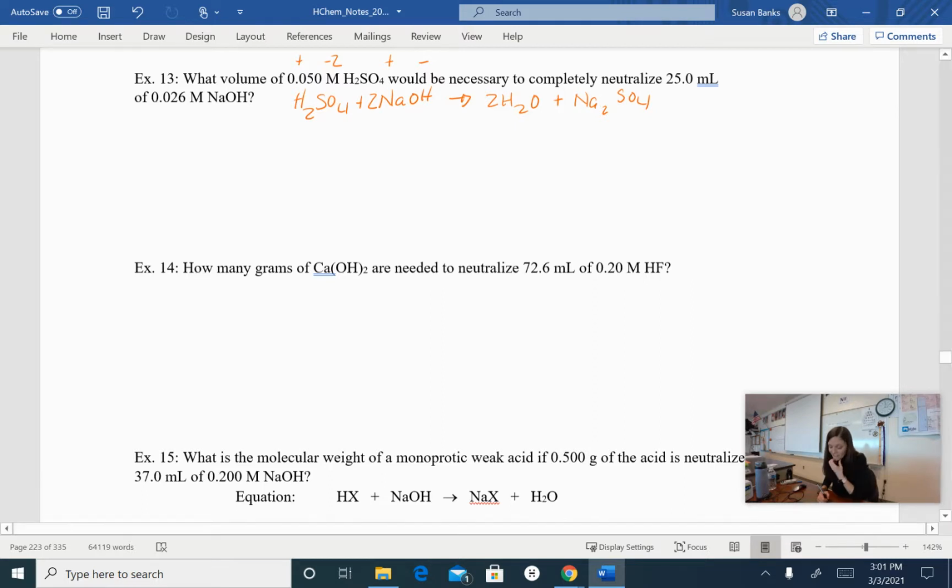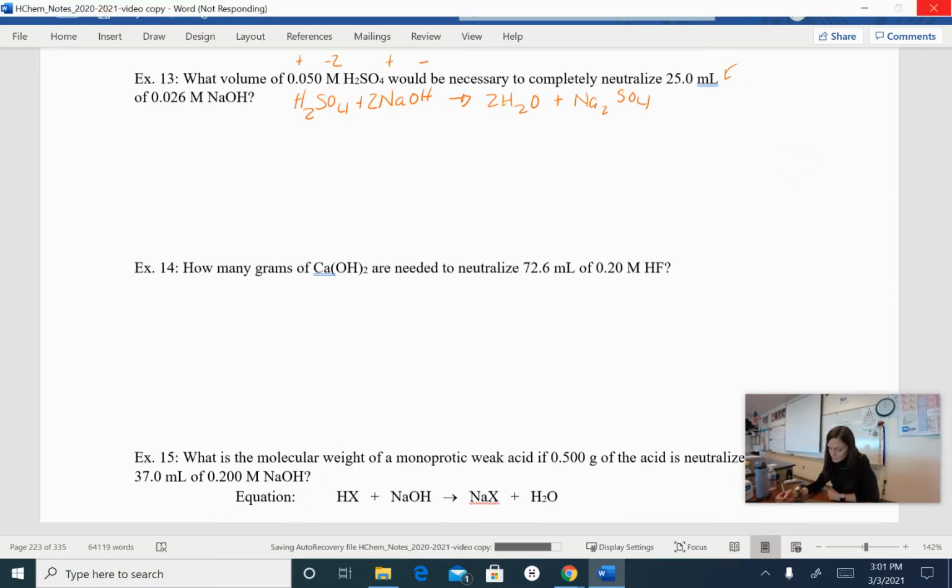Okay, now I have a volume and I have a concentration on my sodium hydroxide. So I'm going to start with my volume and I'm going to make it into liters. So I'm going to move my decimal place 3 places over. So that's going to give me 0.025 when my computer will let me draw. So I'm going to start with 0.025 liters of sodium hydroxide.